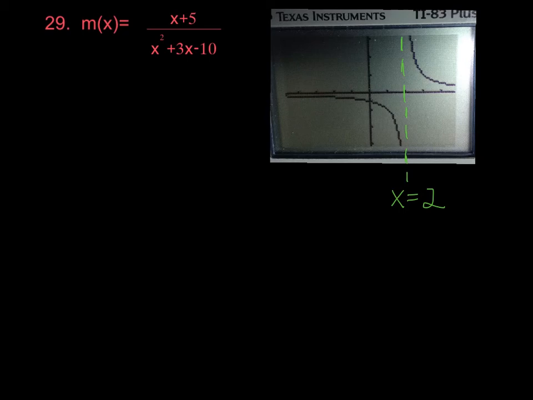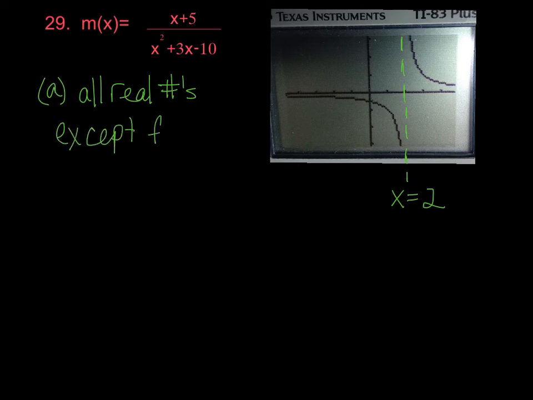All right? So if you look at 29 part A, it's asking you to determine the domain of the function of m of x. So basically, when you look at your domain, those are all your x values. So what you can do is you can just say your domain is going to be all real numbers except for x equals 2. And again, you can look at the picture and you can see that.